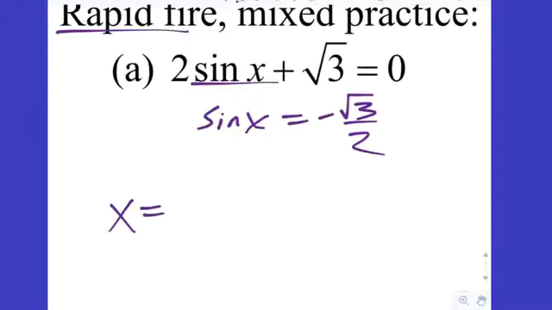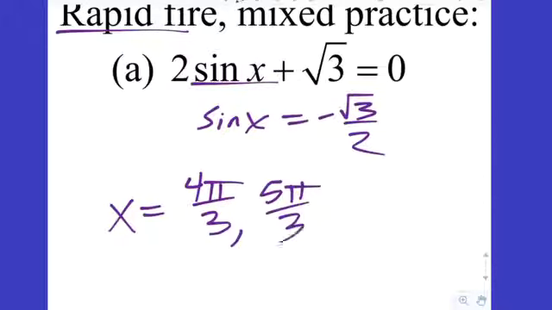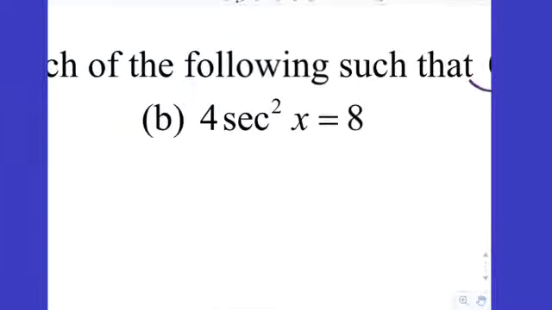Okay. So where does sine equal negative square root of 3/2? Oh, yeah, one more time? Oh, sweet, man. We're actually getting rapid fire. 4pi/3 and 5pi/3. Boom, done, finished, listo. Ready for the next.